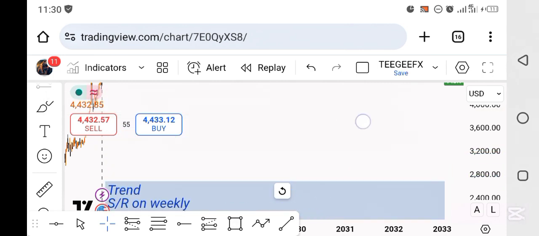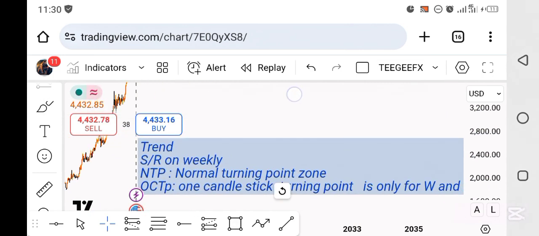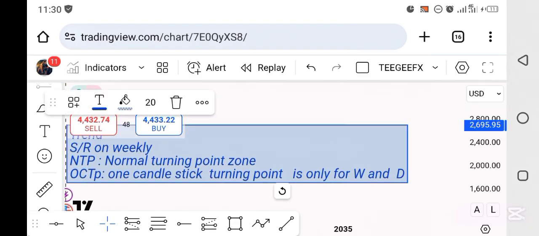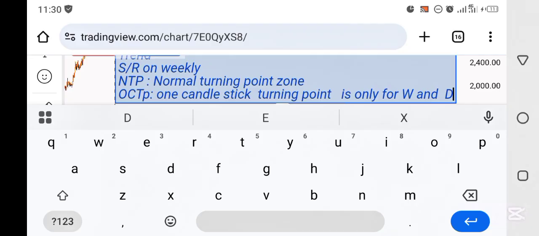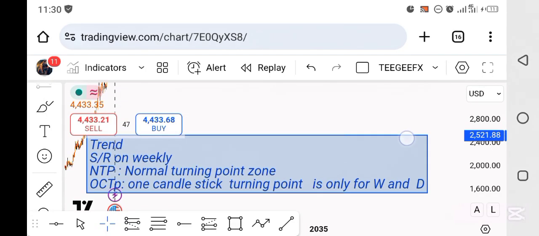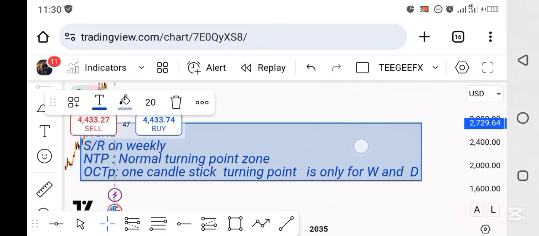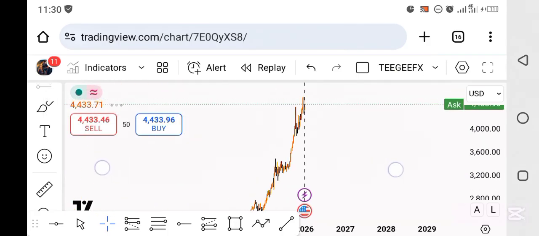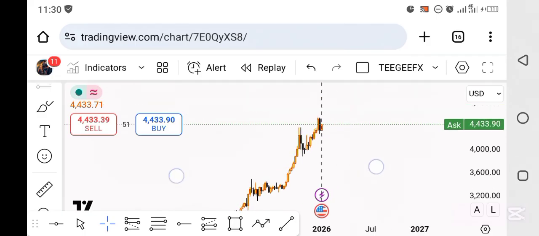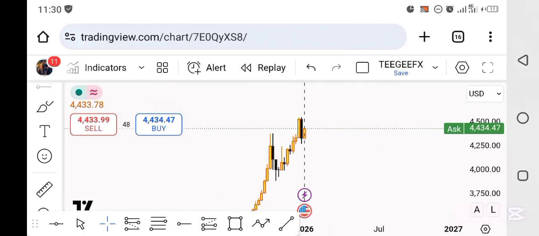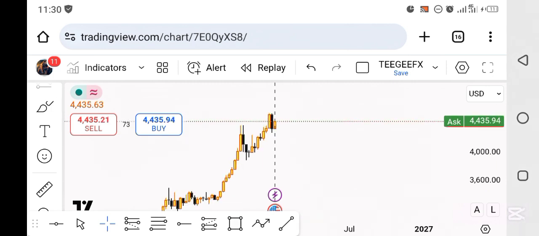I don't use it for 1 hour and the lower time frames. Don't worry. With time I will make a video showing all this, explaining the one candlestick turning point and the normal turning point very well. So now let's look at this now.